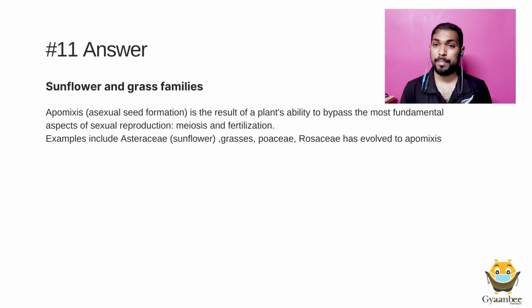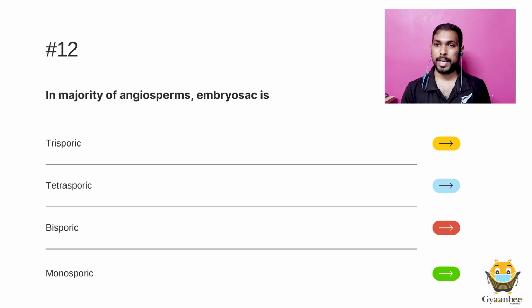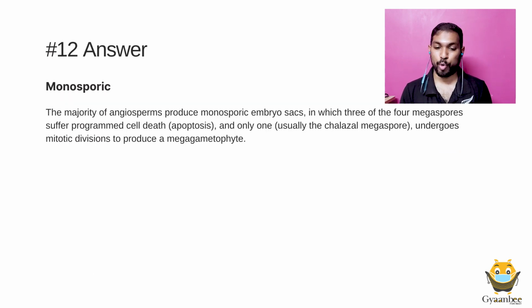And question number 12. In majority of angiosperms, embryo sac is A. trisporic, B. tetrasporic, C. bisporic, or D. monosporic. So trisporic, tetrasporic, bisporic, or monosporic. A lot of you again got the answer to this question right. The answer is in fact D, monosporic.